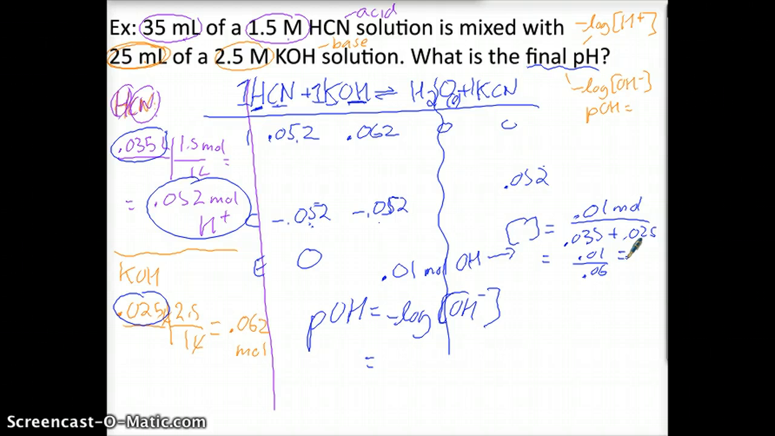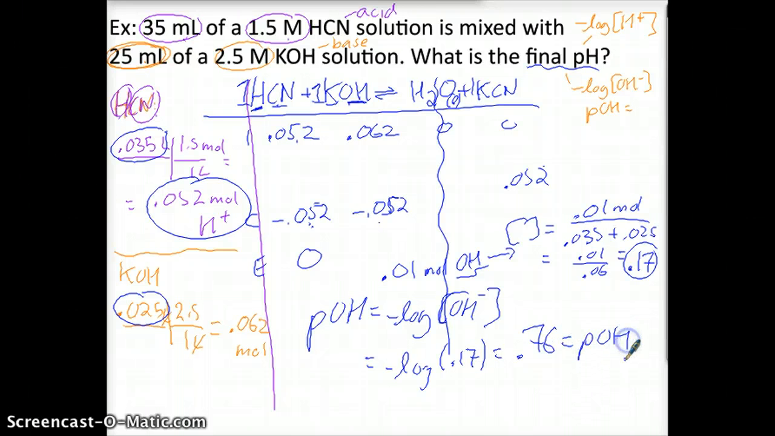A value of 0.17. So that's the concentration of OH. So if I plug it in, negative log of 0.17, I get a value of 0.76. That's my pOH. So I know that pH plus pOH is 14. So since pH plus pOH is 14, if I plug in this value here, I would get a final answer of the pH equal to 13.24.